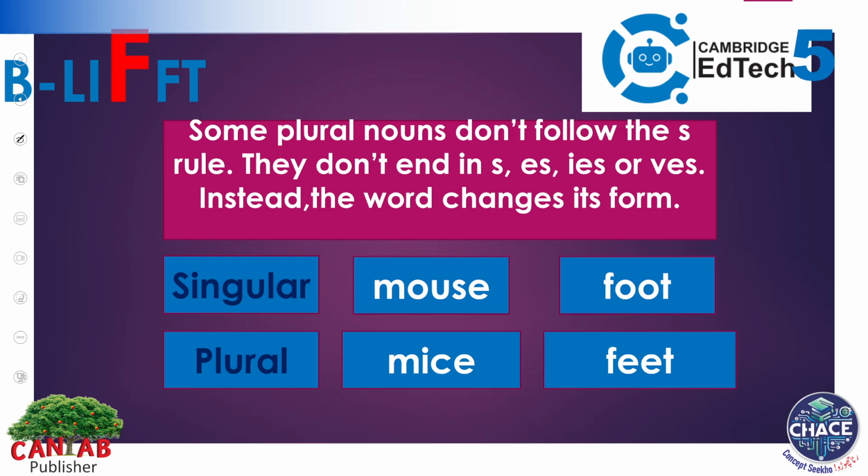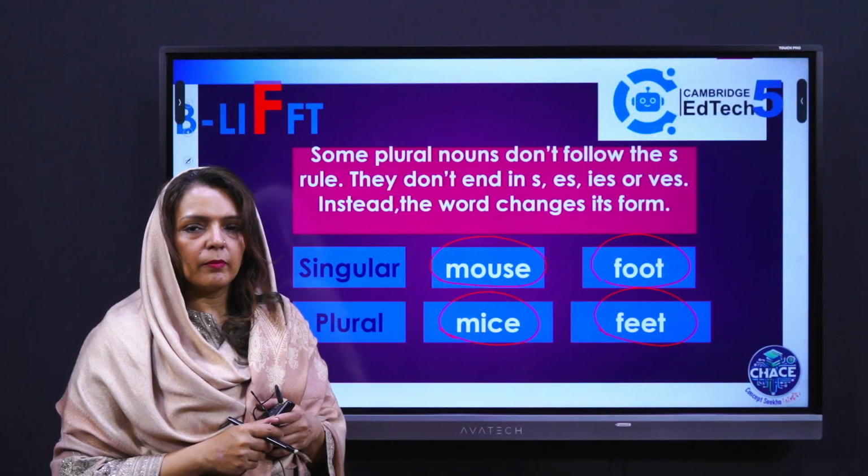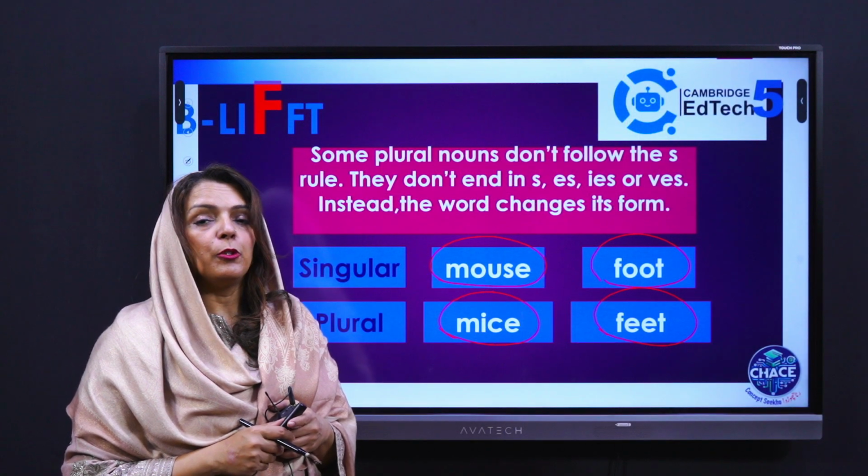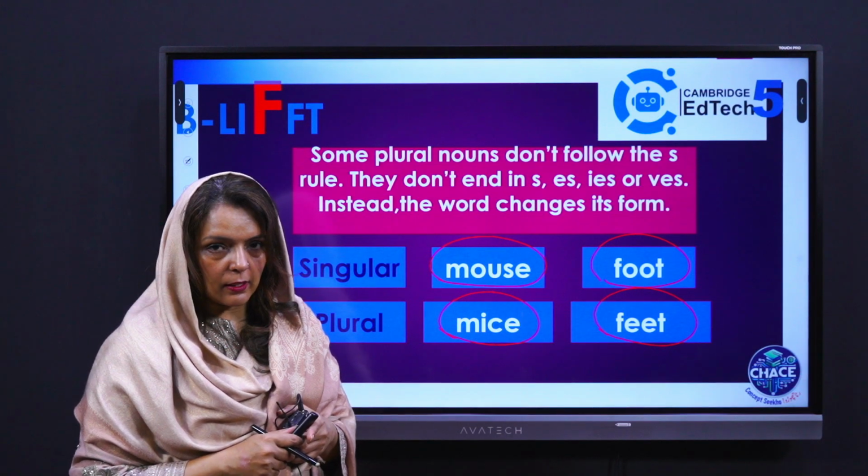And few other words do not follow any rule. You just have to learn them by heart. They are the irregular forms of the plural words. For example, if it is singular, we call it mouse. And the plural of mouse is mice. Same goes for the foot. The plural of foot is feet. Do you have any more examples in your mind right now? Yes, tooth. The plural of tooth is teeth.